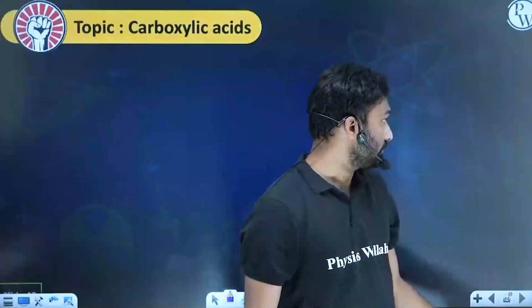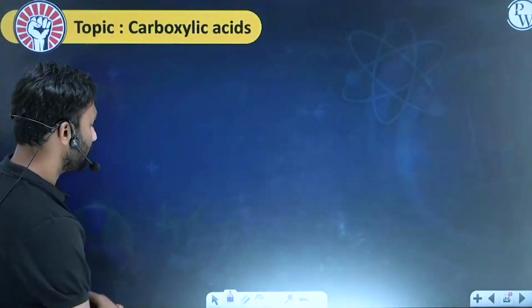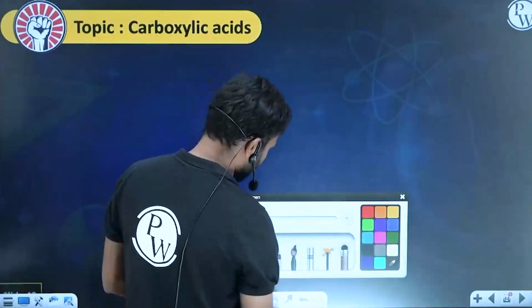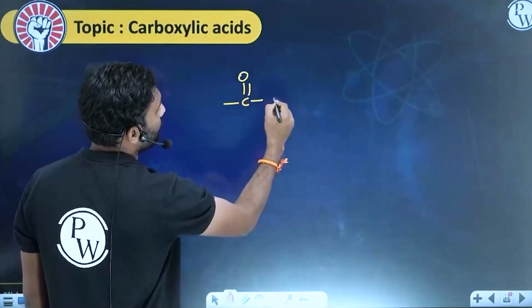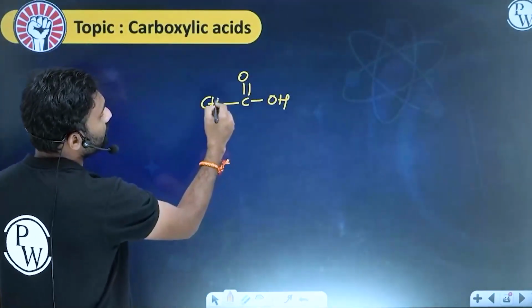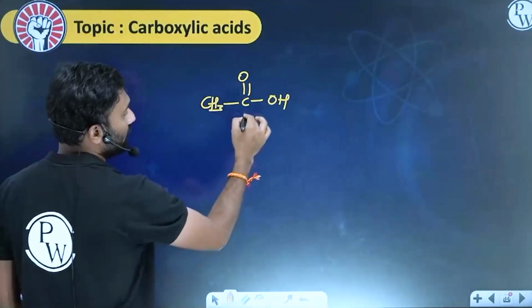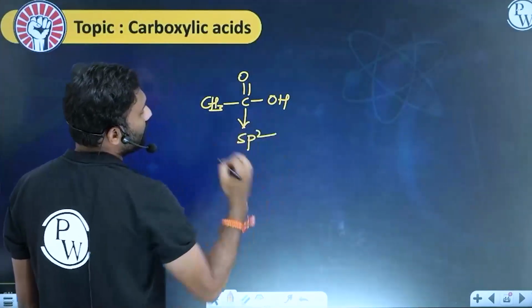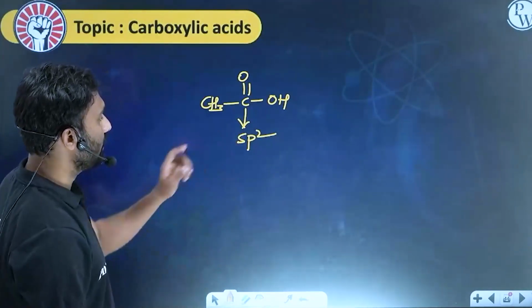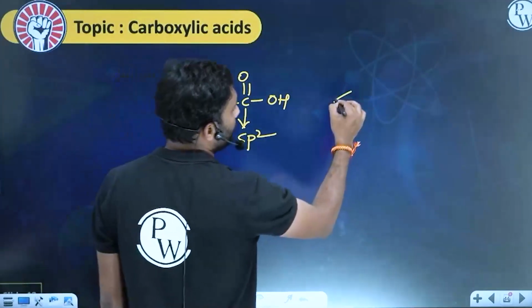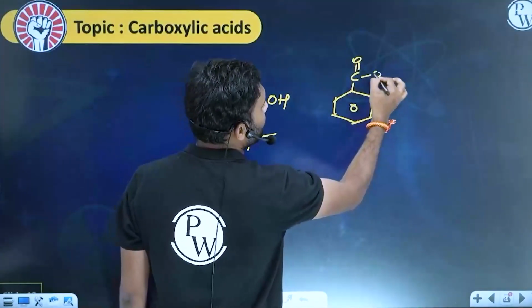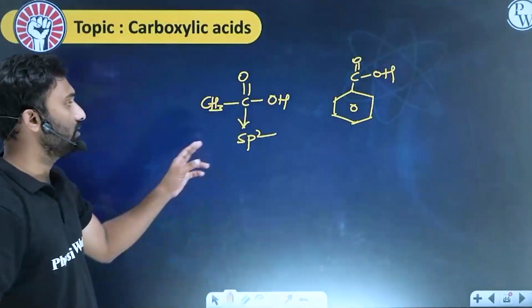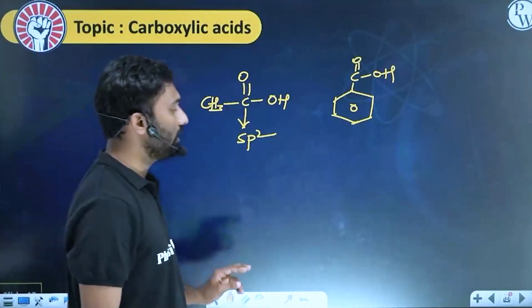Okay, next topic is carboxylic acid. Look here, carboxylic acid has C double bond O with an OH. If it is CH3, this is acetic acid. Now this carbonyl carbon is sp2. This is acetic acid, and this is benzoic acid.